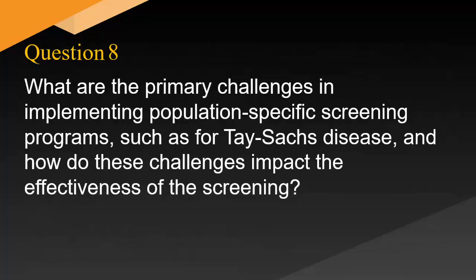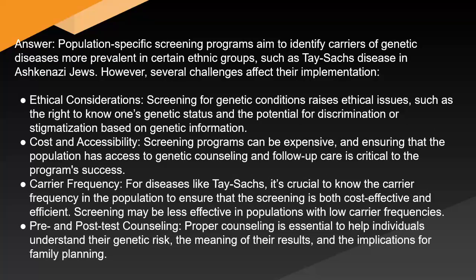What are the primary challenges in implementing population-specific screening programs, such as for Tay-Sachs disease, and how do these challenges impact the effectiveness of the screening? Answer: Population-specific screening programs aim to identify carriers of genetic diseases more prevalent in certain ethnic groups, such as Tay-Sachs disease in Ashkenazi Jews. However, several challenges affect their implementation.